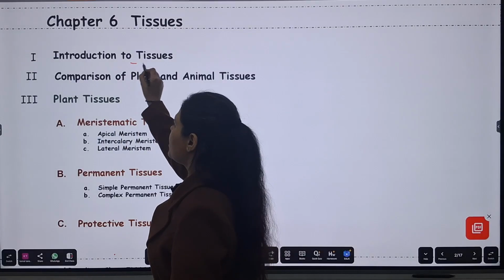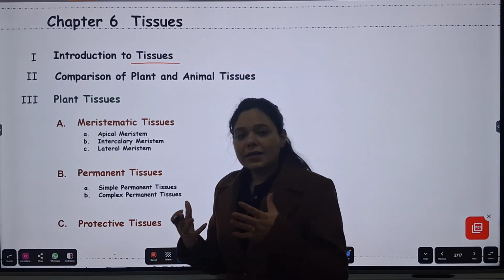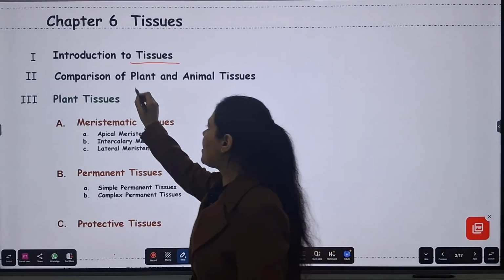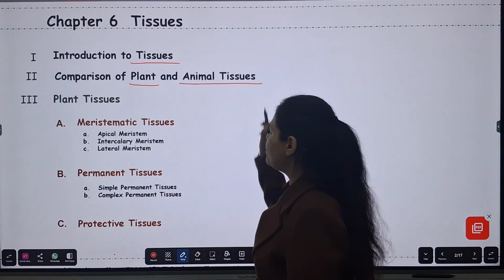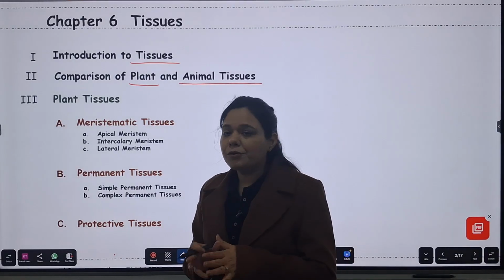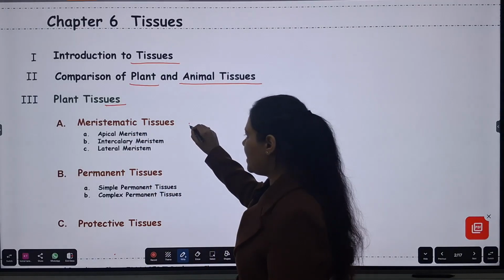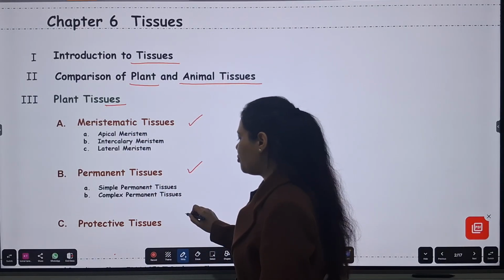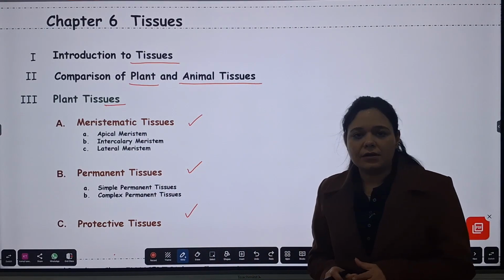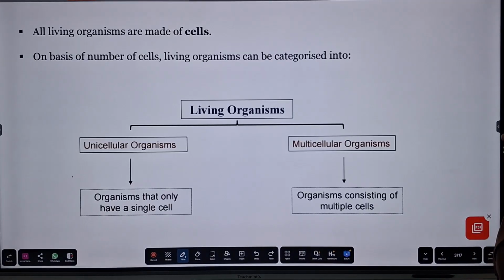First, we'll see what are tissues and why are they needed. Then we will compare plant and animal tissues. Then in this session, we will focus mainly on plant tissues and their types: meristematic, permanent and protective tissues one by one. So let's begin.